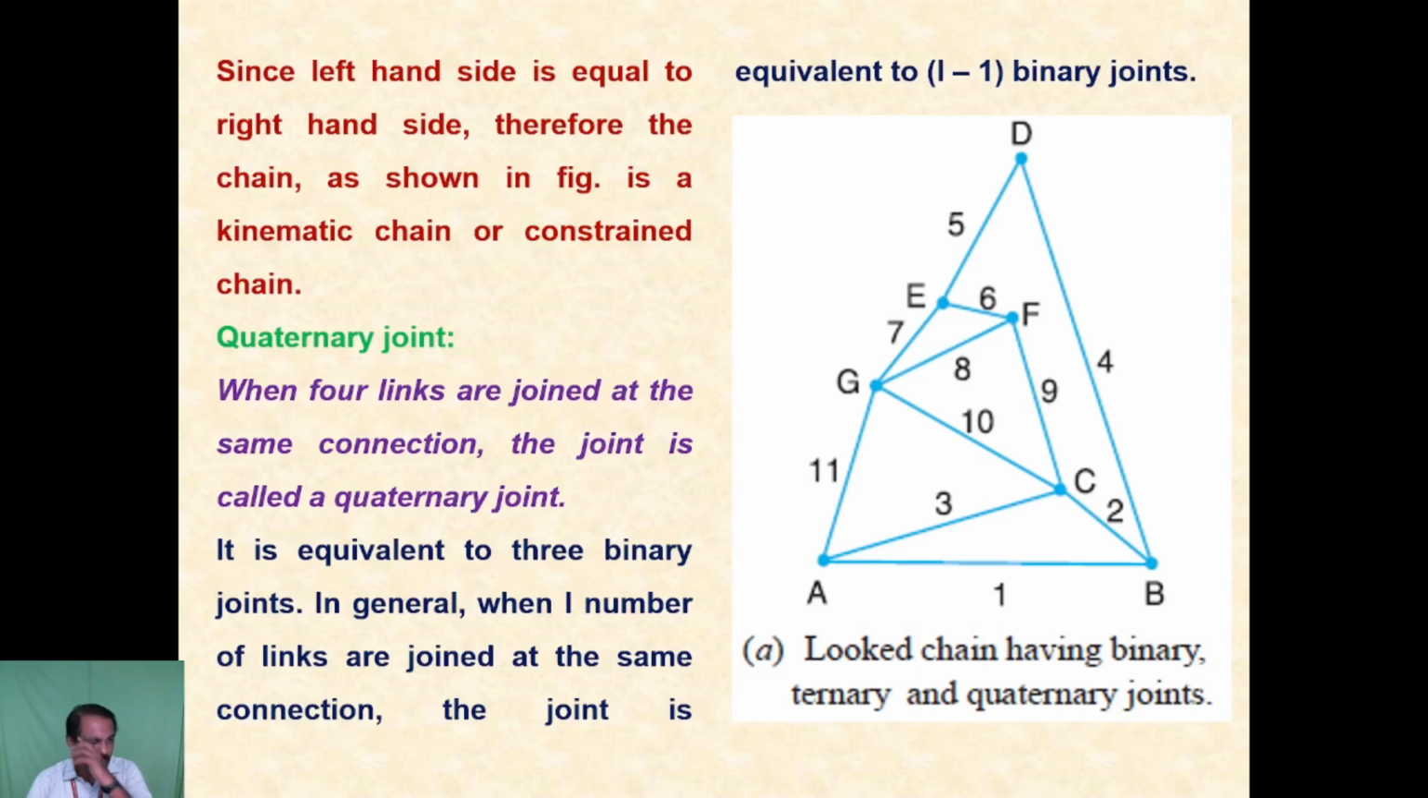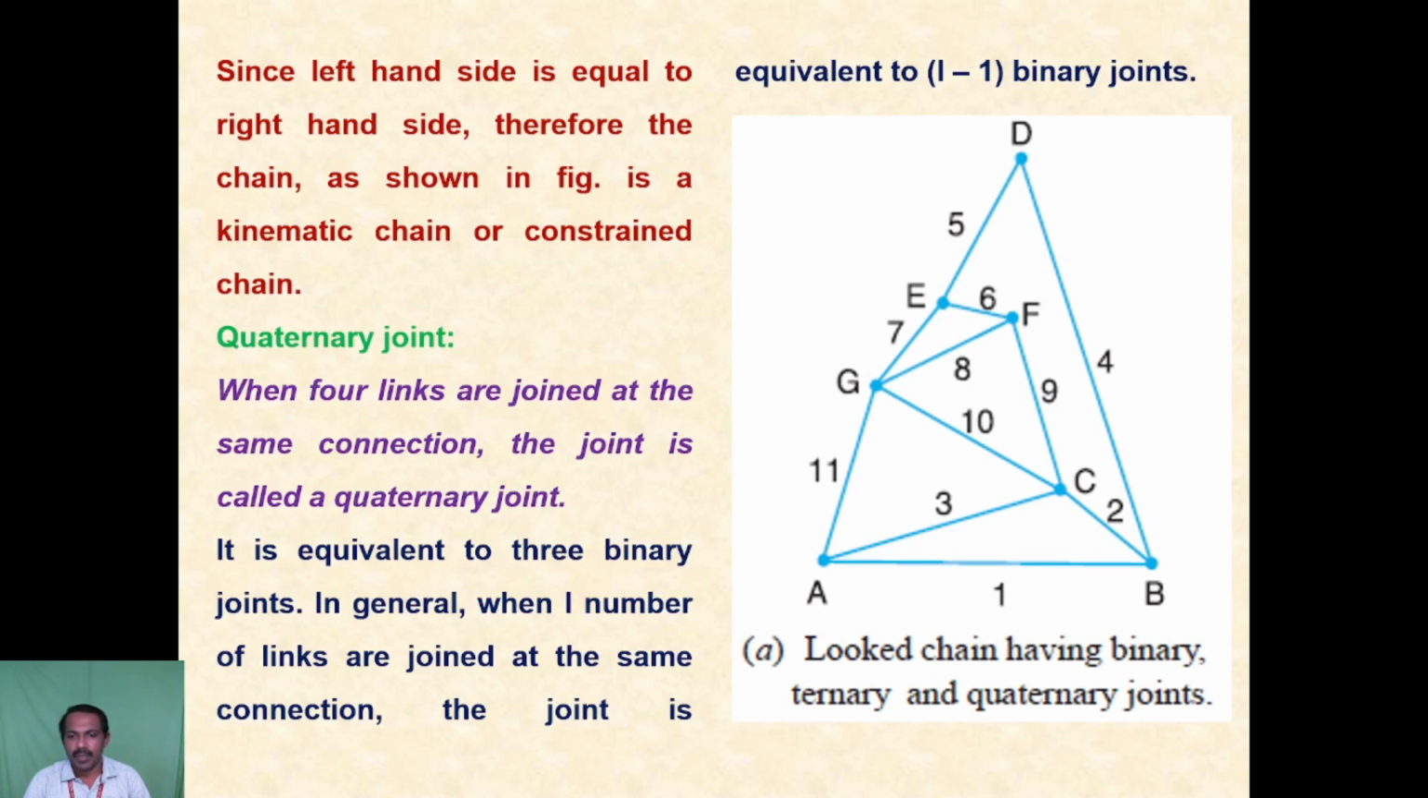Next is the quaternary joint. Quaternary joint is a 4 link joint; binary is 2 links, ternary is 3 links, and quaternary joint is 4 links. When 4 links are connected at the same connection, the point is called a quaternary joint. Here you see the diagram.